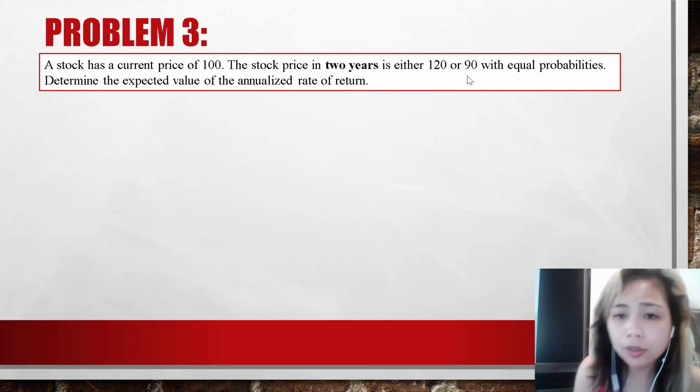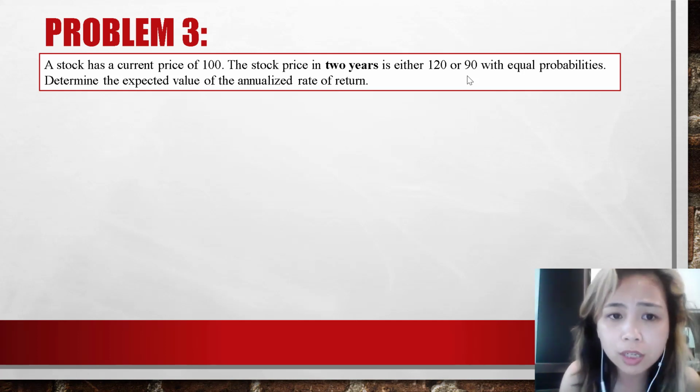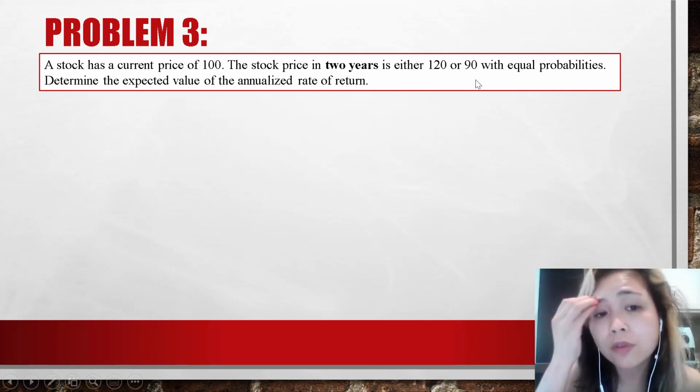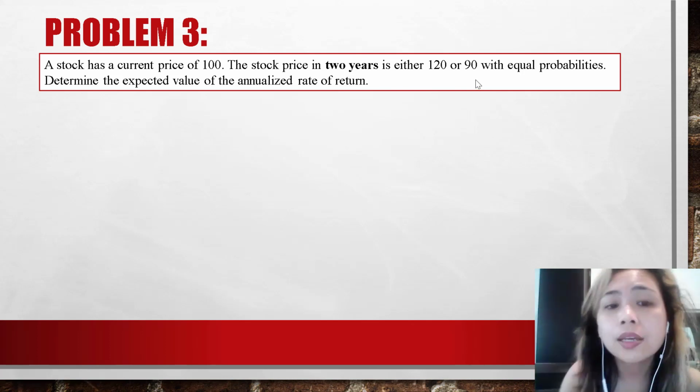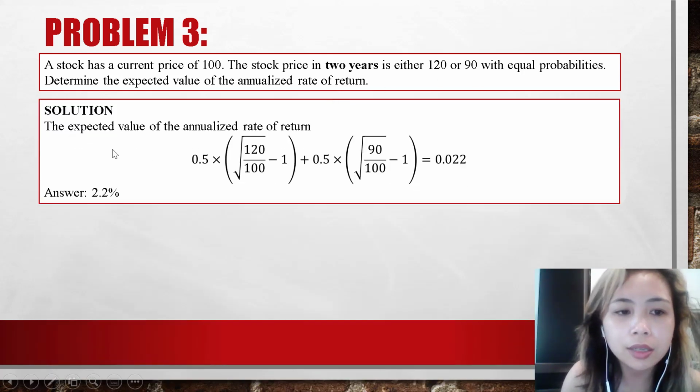So now let's take a look at the first case. If the stock price goes up to 120, the rate of return should be 120 divided by 100, take the square root, and subtract 1, because it's 2 years. And if the stock price goes down to 90, we get 90 over 100, take the square root, and subtract 1. So this is how it looks.